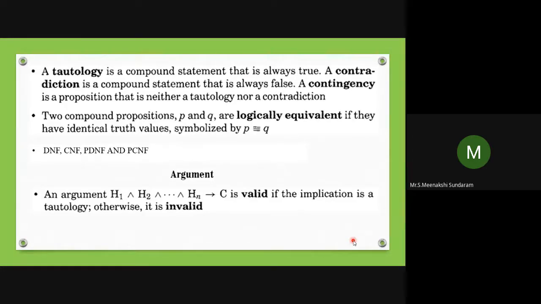Easily, how to check? Normally, conditional statement P tends to Q, what is the truth value? P tends to Q, conditional statement truth value. What is the truth value of the conditional statement? Can anyone tell? Truth value. True, false comes only then false, sir.